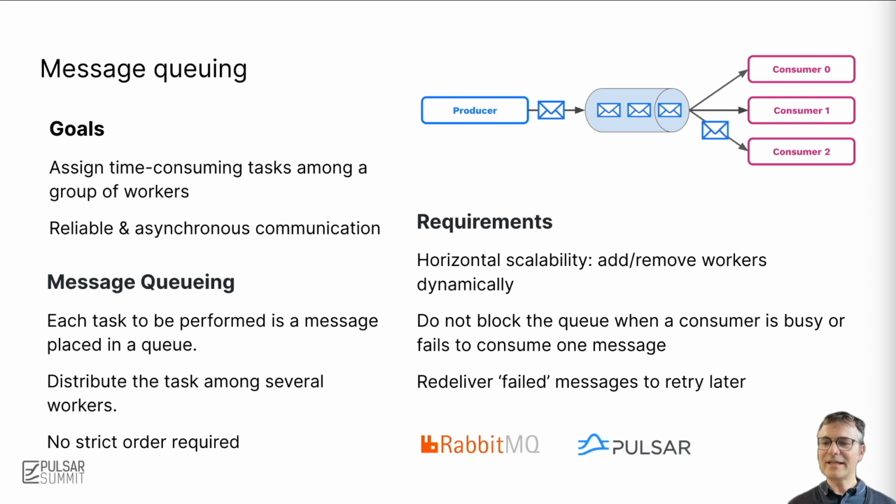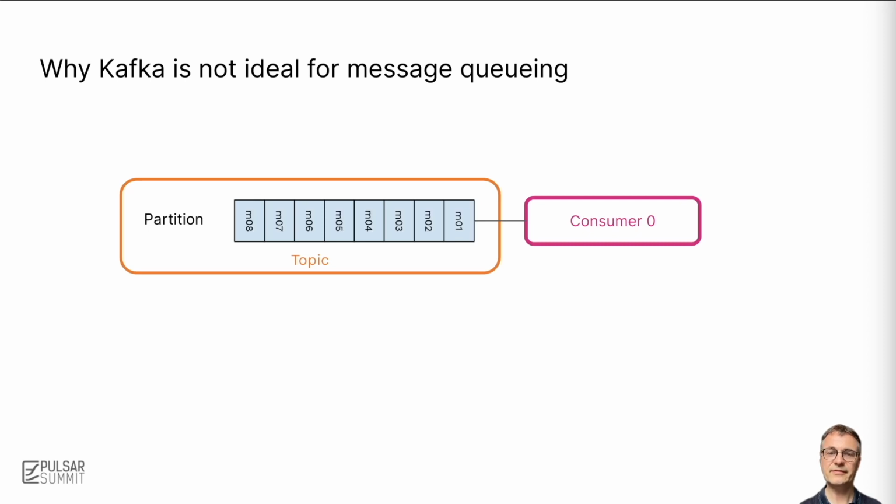So RabbitMQ and Amazon SQS match these requirements because they implement this message queue semantic. And we cannot expect these requirements from a streaming platform because these platforms are not designed for that. However, Pulsar implements both the streaming requirements and the message queuing requirements. Why not do that with Kafka then?